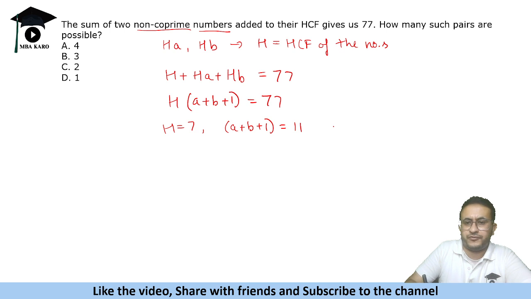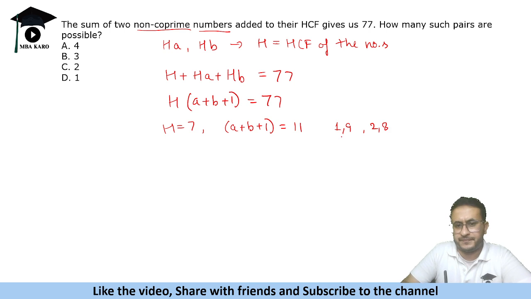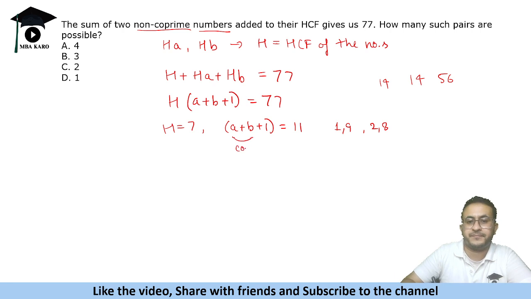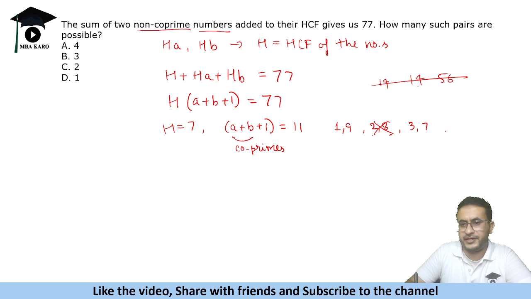Now we can take the values of A and B as 1 and 9. We can't take 2 and 8, because if you take 2 and 8, that means you take the numbers as 14 and 56. So you will get the HCF as 14, not 7. So basically when we take A and B, they should be co-primes, otherwise the HCF gets disturbed. So if you take 2 and 8, the HCF will not be 7. That becomes 14. So we will not take 2 and 8. We can take 3 and 7. We cannot take 4 and 6. We cannot take 5 and 5.